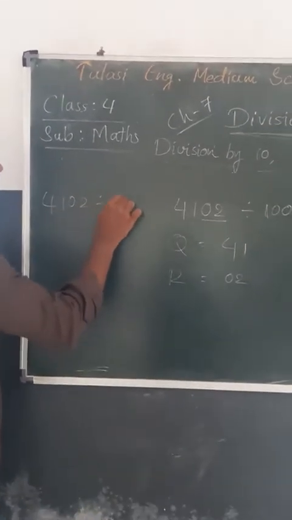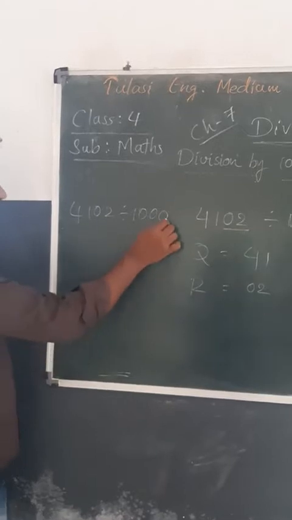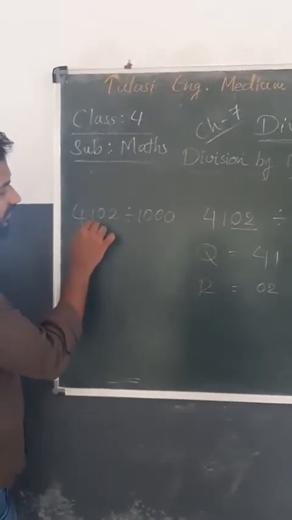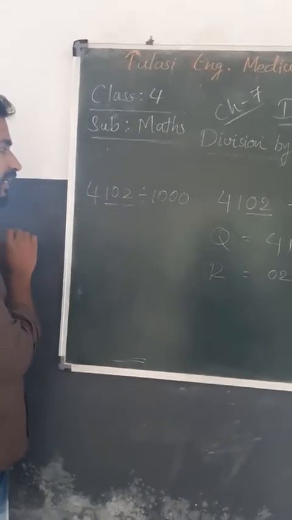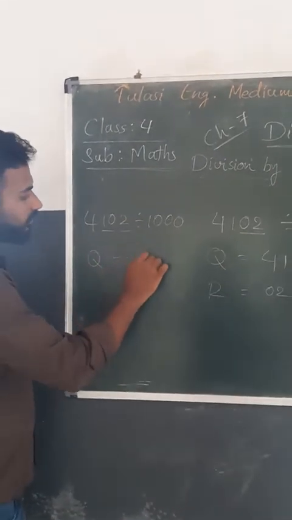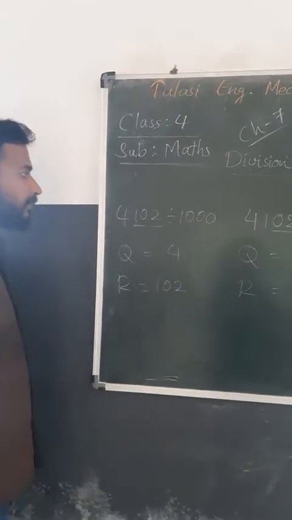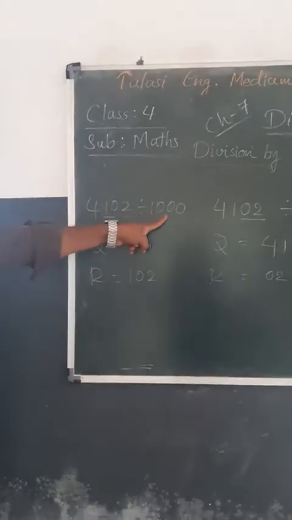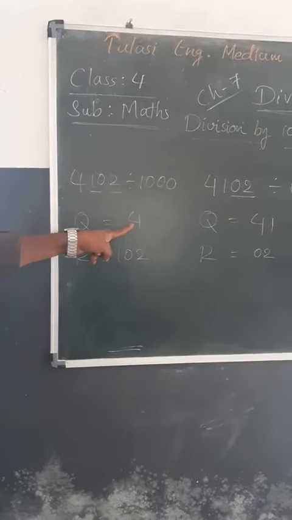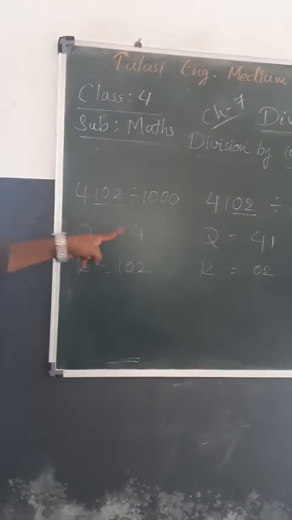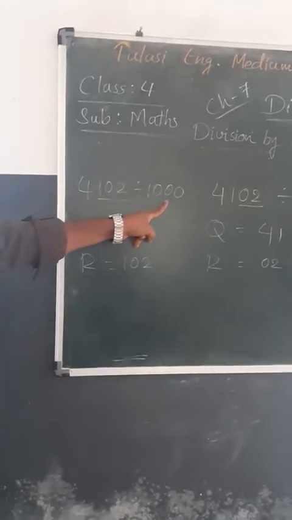4102 divided by 1000. There are 3 zeros, so you have to remove 3 places from the right. So the quotient will be 4, the remainder will be 102. In 4102, 1000 goes 4 times. 1000 into 4 is 4000. You know that. So 102 will be the remainder because 102 is smaller than 1000.